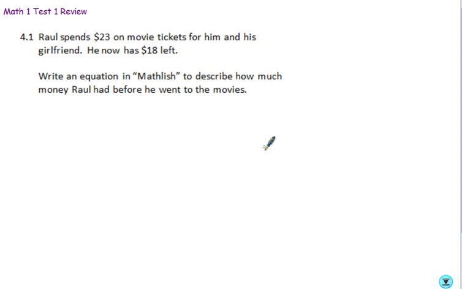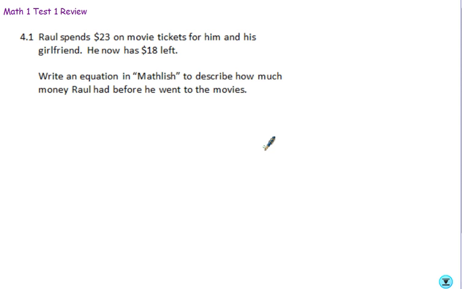With number 4, we actually don't need to solve anything here, and don't be afraid of the words. Let's just read it and see what it says. Raul spends $23 on movie tickets for him and his girlfriend, and now he's got 18 bucks left over. Write an equation in Mathlish to describe how much money Raul had before he went to the movies.